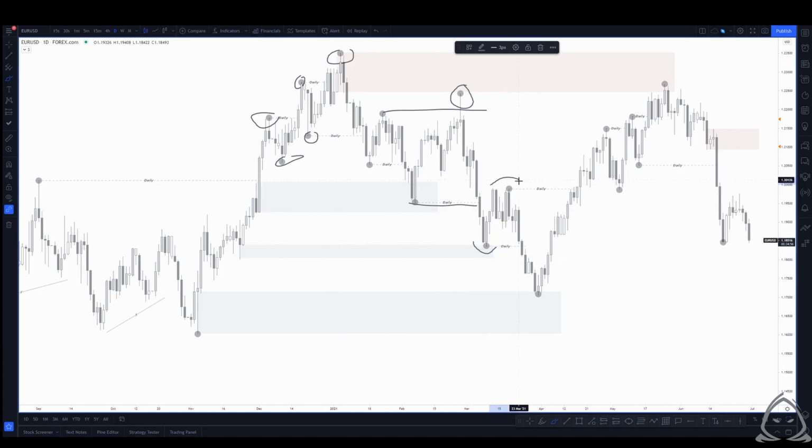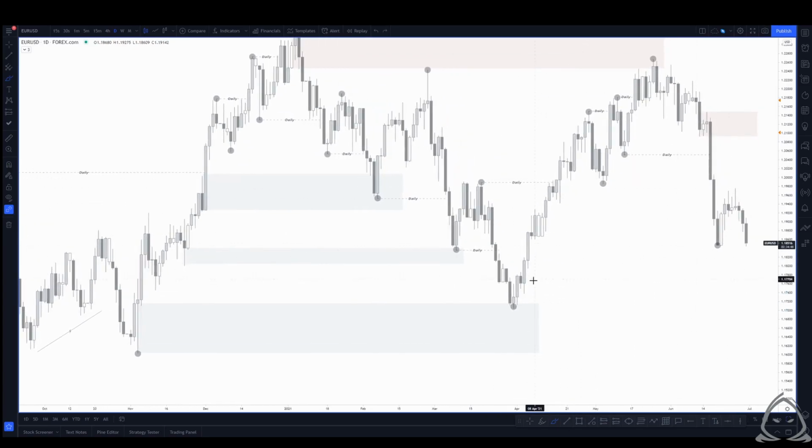We then pull back, create that correction, and then break to the downside, creating another lower low, which would create our lower high right here. And then what we can see is price moves to the upside, breaking the previous lower high. We retrace, we create a higher low. The higher low is confirmed once we break the previous high, creating a new higher high. We pull back, creating a higher low. The higher low is confirmed once we break the previous higher high.